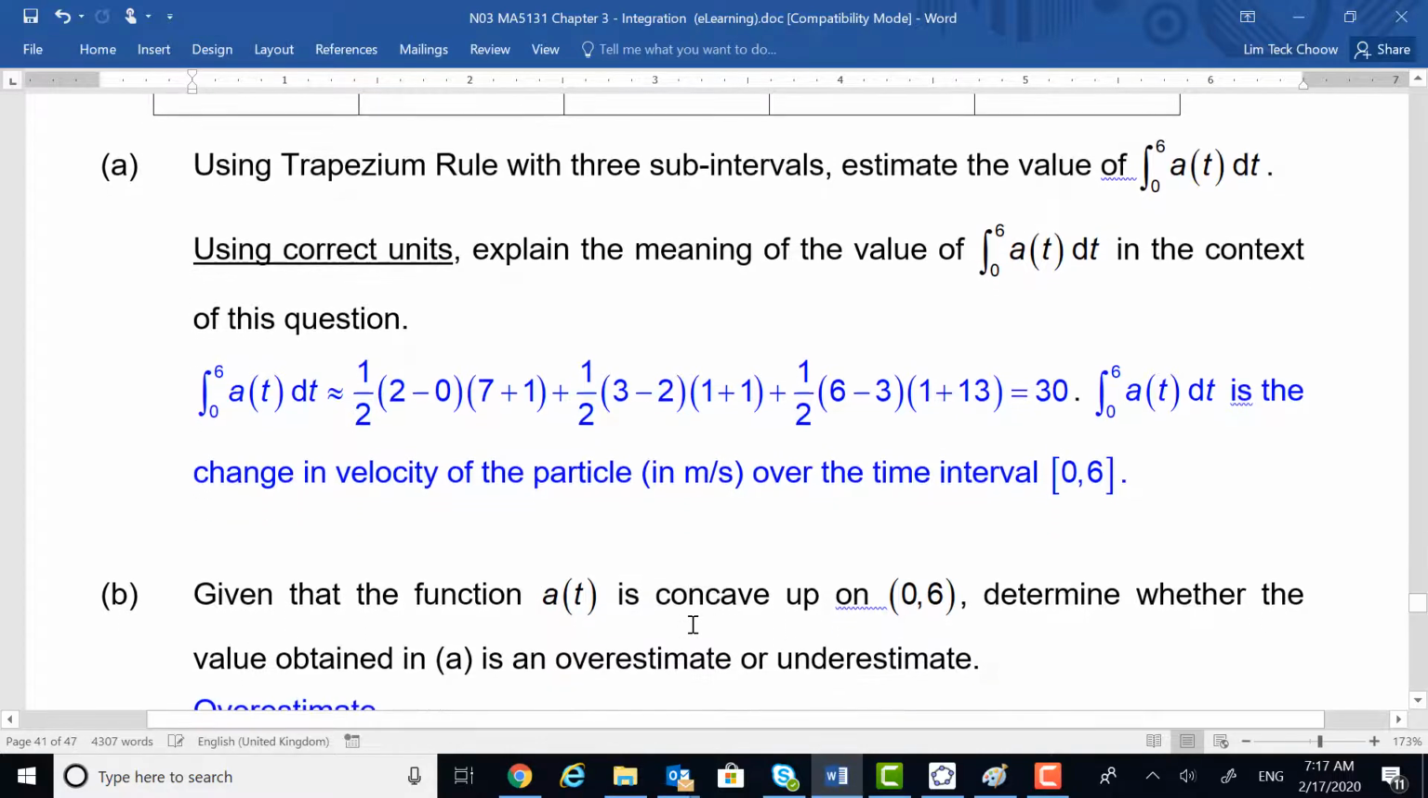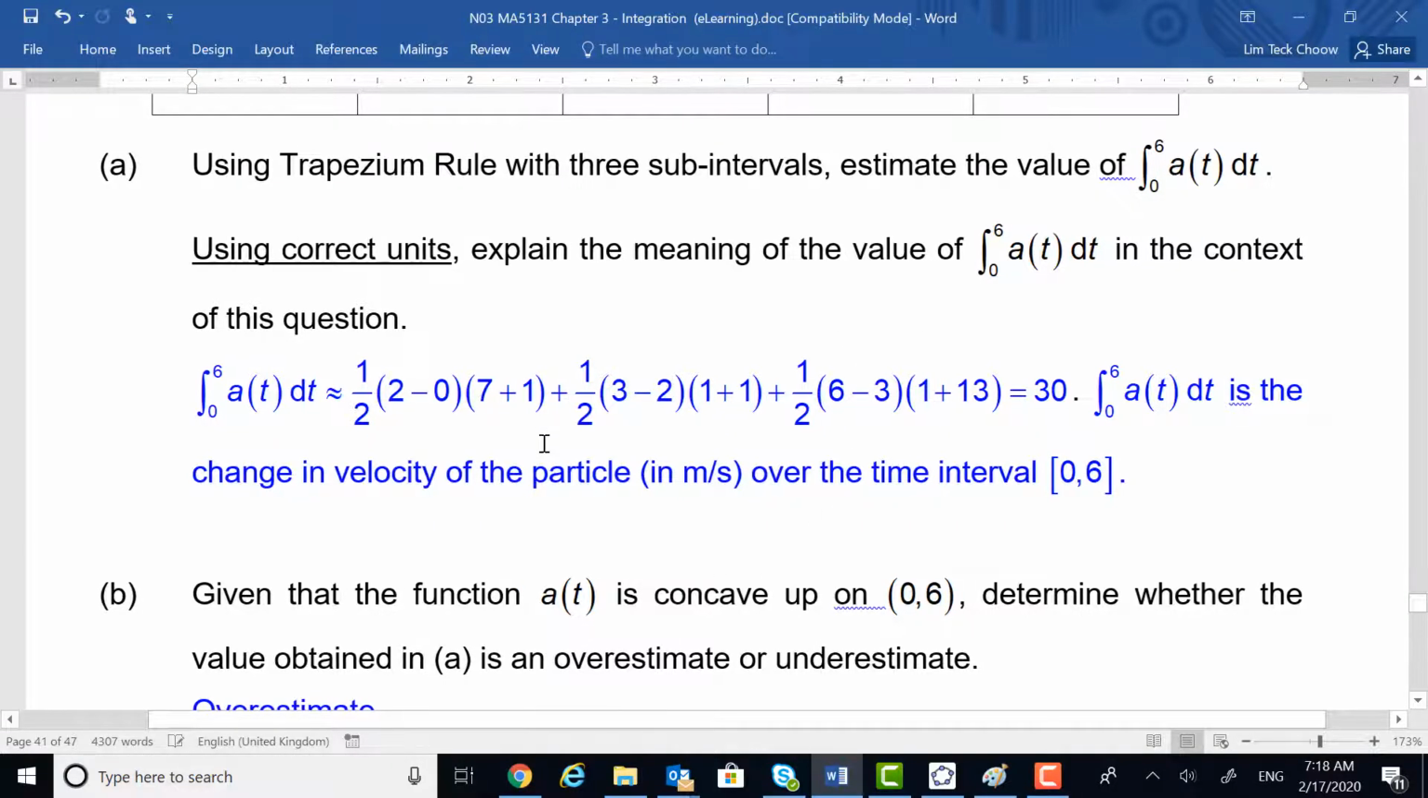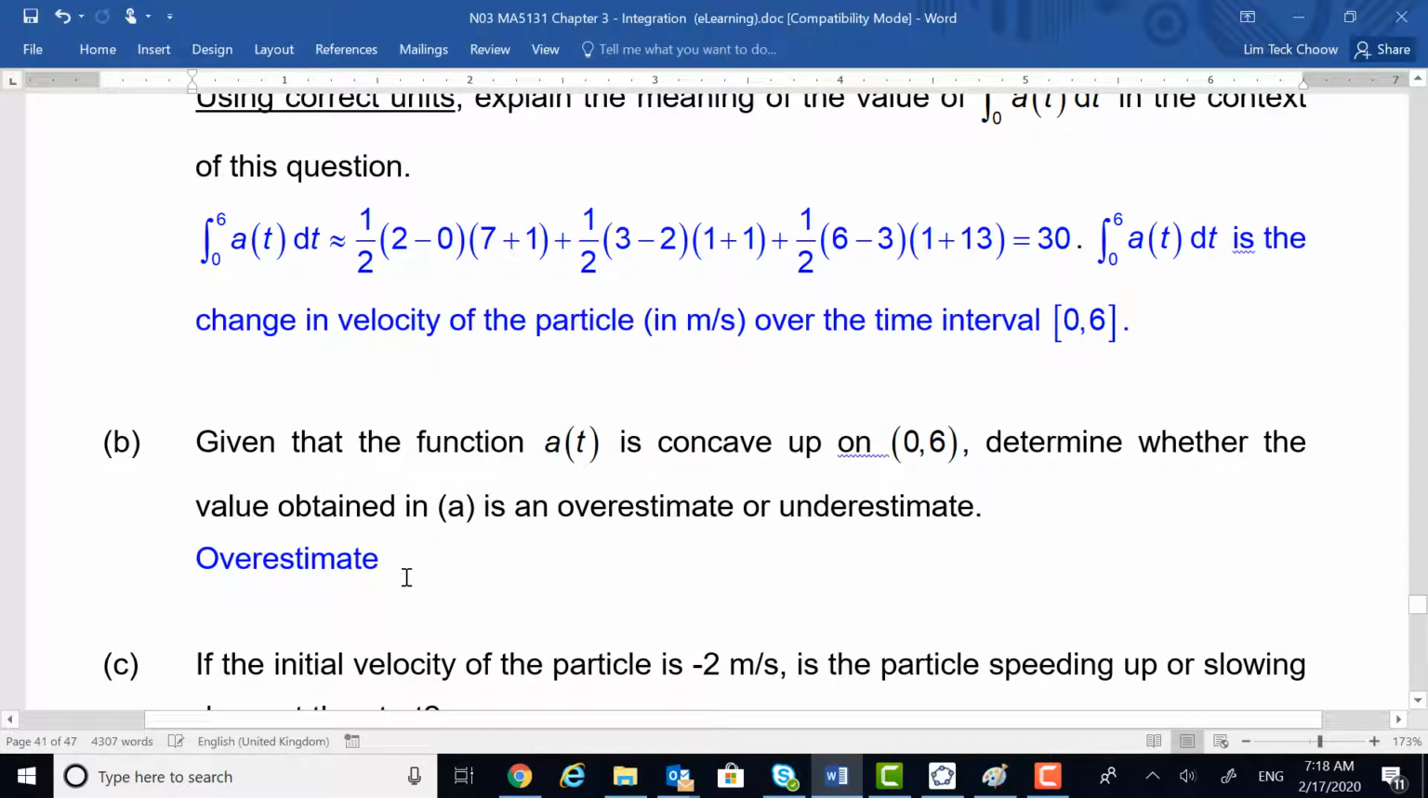So now they tell us that the function is concave up. Concave up means it's a smiling-looking face, okay? If the graph is concave up and you try to draw a trapezium, you find that the trapezium will be bigger than the area under the curve. So because it is concave up, it is an overestimate. The trapezium rule that you use here overestimates what you get if you integrate this function from 0 to 6.